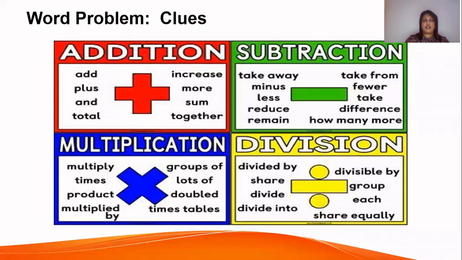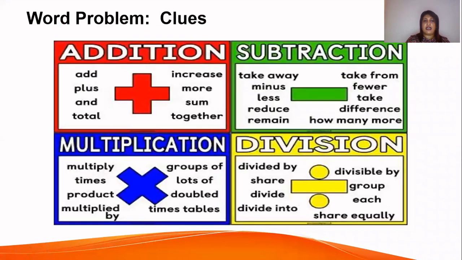Right. Now, when we come to word problems, I told you we're going to do word problems using number sentences. We've got to look at the 4 operations. Now, the 4 operations here have words in them that will help you identify what operation to use when you're reading a number sentence. So, for example, when you're looking at addition, you'll have words like add, plus, and, total, increase, more, sum, together. These are clues to tell you you've got to add in those sums.